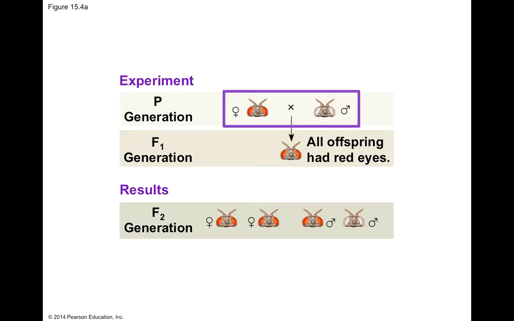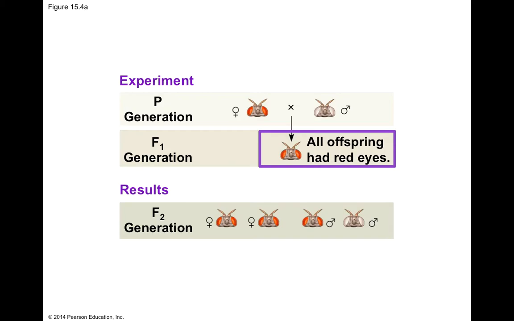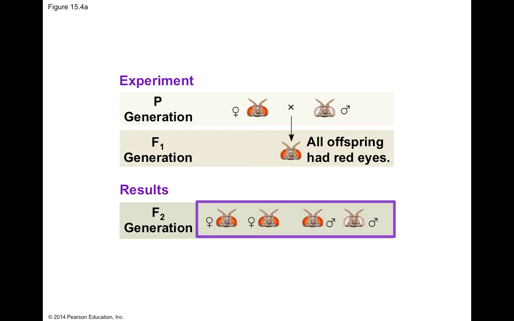Morgan crossed a red-eyed female, which is the wild type, with a white-eyed male, which is a mutant. All of the F1 generation had red eyes. And when the F1 generation was crossed, the F2 generation showed a 3-to-1 ratio. Now that's what you would expect to see with Mendel's crosses. However, none of the white-eyed flies were female. Only the male flies had white eyes. That intrigued Morgan, and he eventually determined that this gene must be found on the X chromosome, and this supported the chromosomal theory of inheritance.